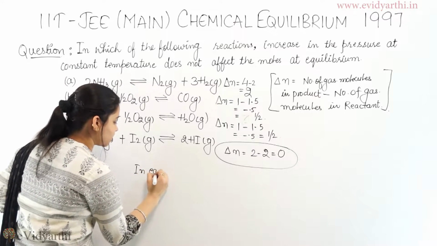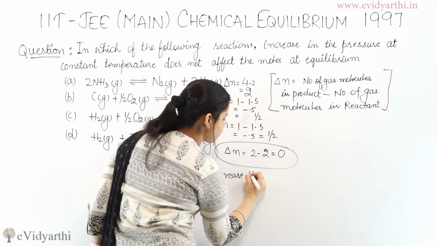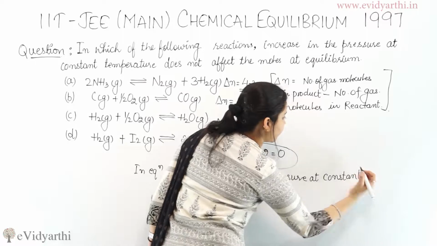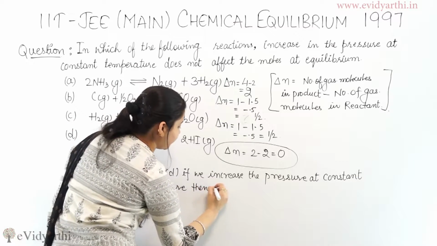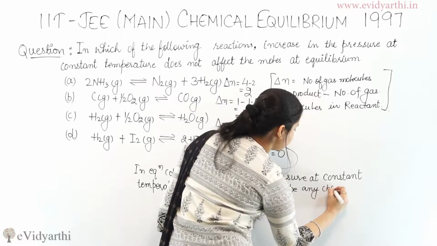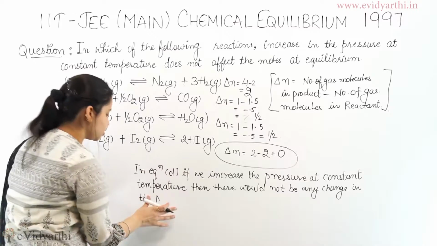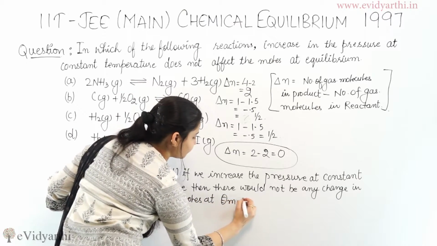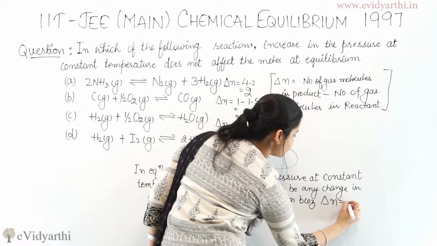So, in equation D, if we increase the pressure at constant temperature, then there would not be any change in number of moles at equilibrium concentration, because delta N is equals to 0.